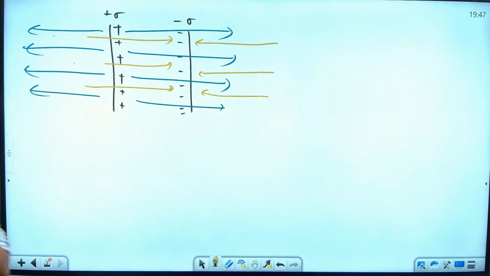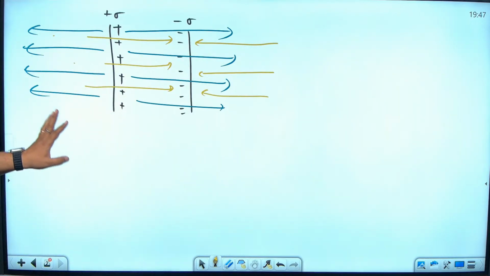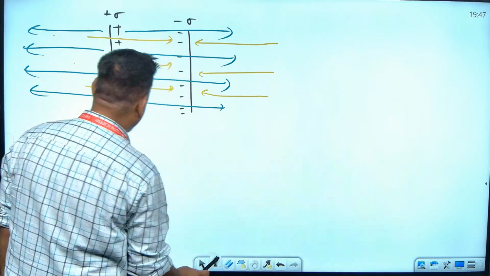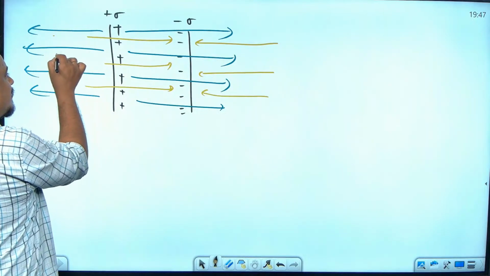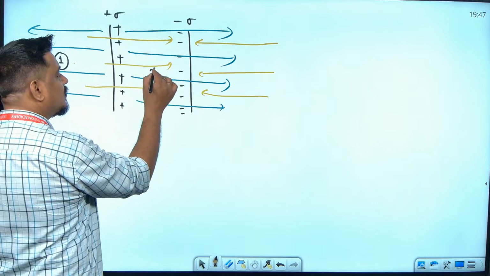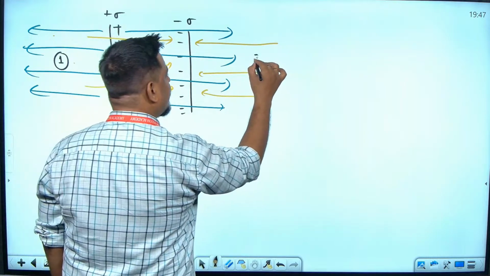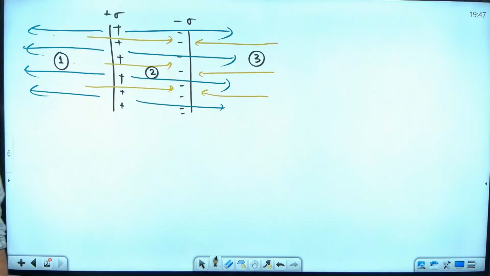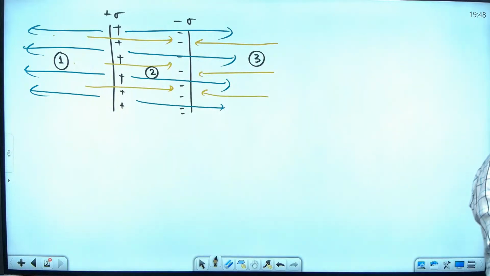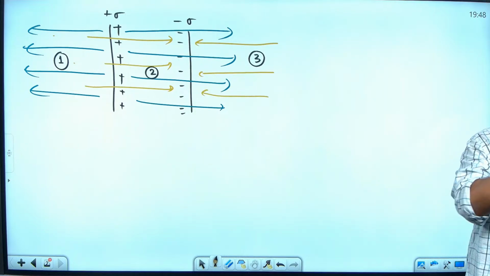Okay? Now, I am taking 3 points. This kind of question comes in the board examination. Be very focused now. Now what I am going to do, I am going to take 3 points. Point number 1 towards the left of the plate. Point number 2 between the plate, anywhere, not center, anywhere. Point number 3 towards the right of the plates. Okay. My aim is to find electric field at 1, electric field at 2 and electric field at 3.